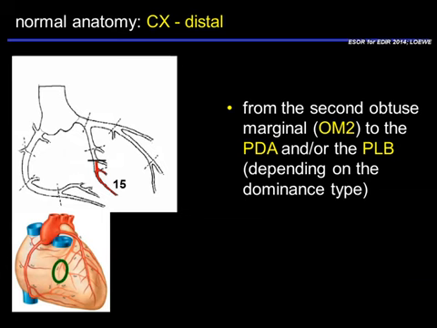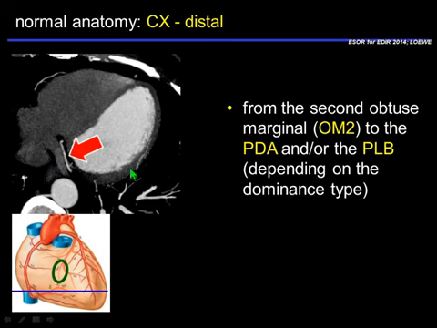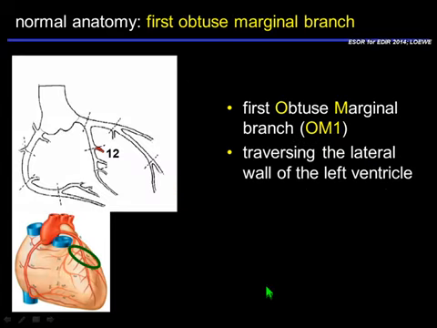And in case of left dominant type, this distal circ will support even PDA and PLB. In case of right dominance, the distal circ usually is very hypoplastic. So this is a case of a left dominant type. We see here support for the posterolateral branch, and here the connection to the posterior descending artery in this left dominant type.